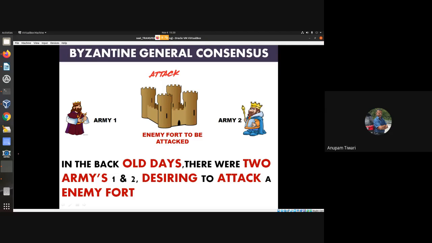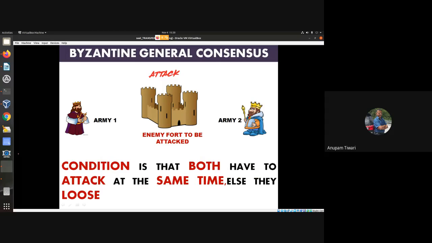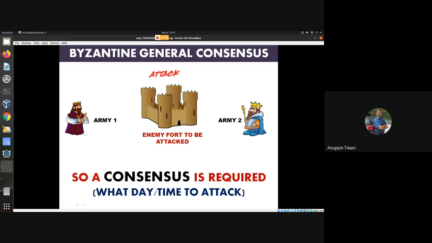So in the old days, while army 1 and army 2 were geographically located apart with a fort in the center, they wanted to attack this fort. To attack this fort, the condition is that they have to attack it at the same time. They have to attack it on the same day. It should not happen that army 1 attacks on Monday and army 2 attacks on Tuesday. So they have to attack on the same day and the same time. So what do they do? There is a consensus required. What day and what time to attack?